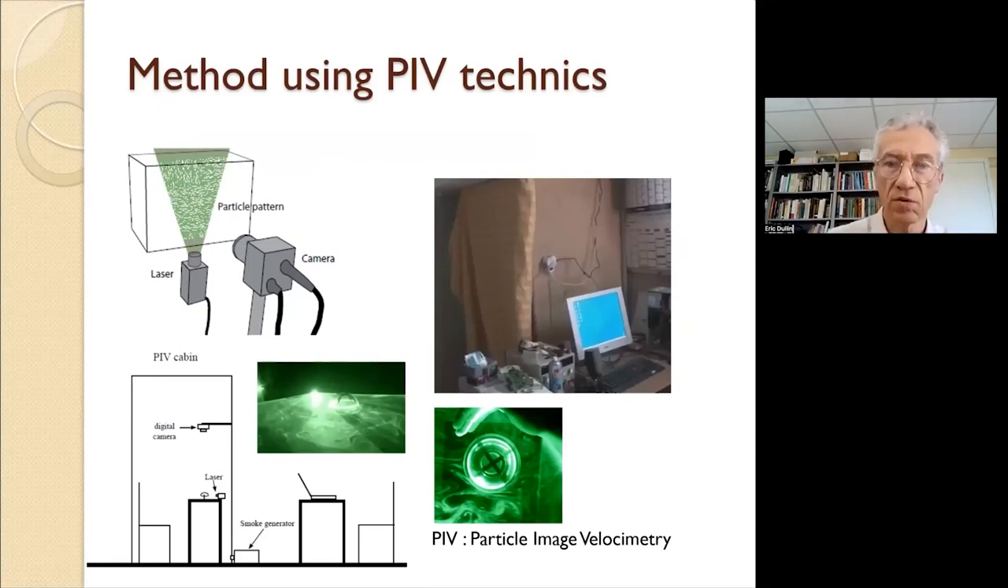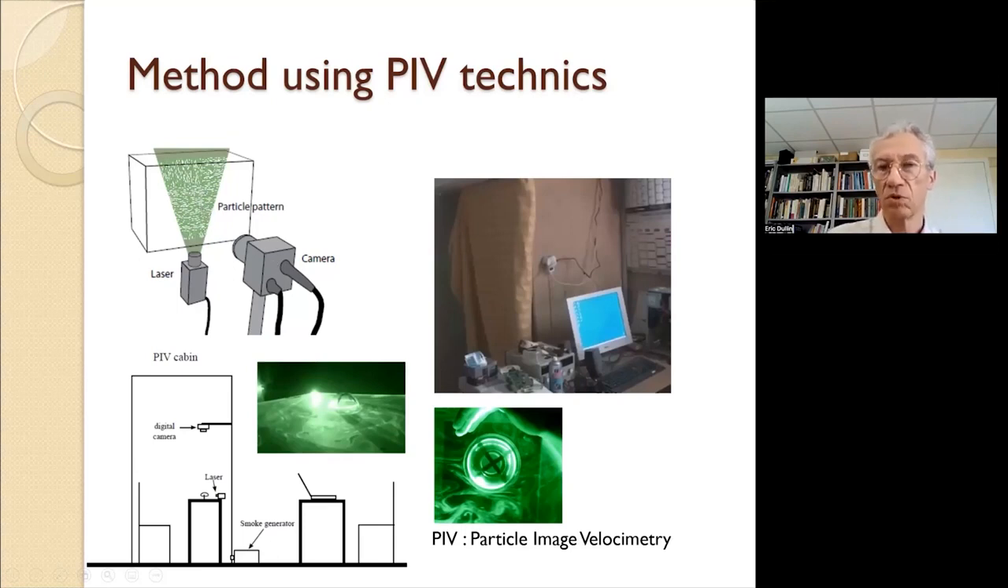The idea here was to use a PIV technique, particle image velocimetry. We use smoke, and these particles of smoke are illuminated by a laser, so you're able to see and follow the movement of these particles. So this is the idea.